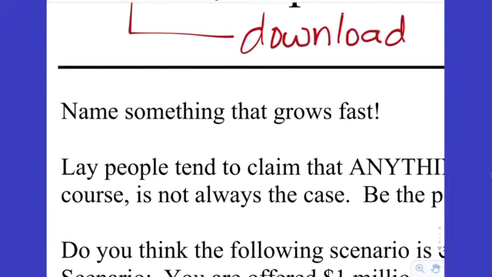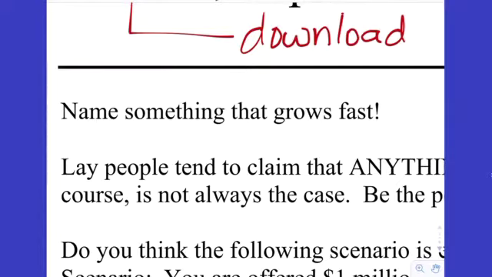Weeds. What? Weeds. Weeds grow fast. How? Widthwise or height-wise? Height-wise. Okay. Bamboo also grows fast. Very fast. What else grows fast? Whippersnappers. Young kids, right? They grow fast. You buy them new shoes, and then before they're worn out, they're needing new shoes again. Something you'll have to experience when you get a little older and have kids of your own.